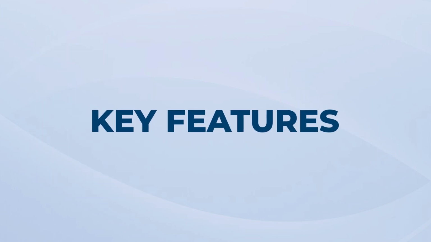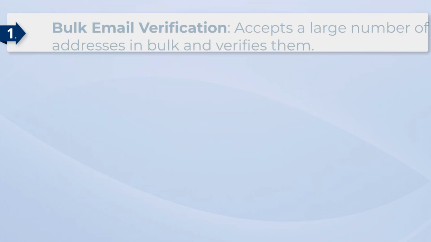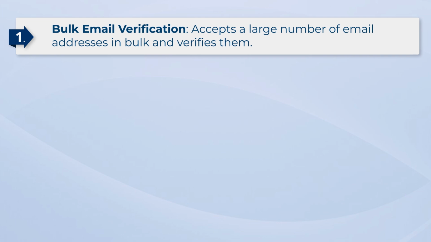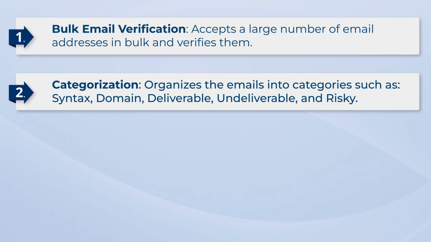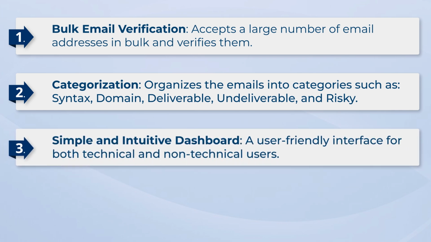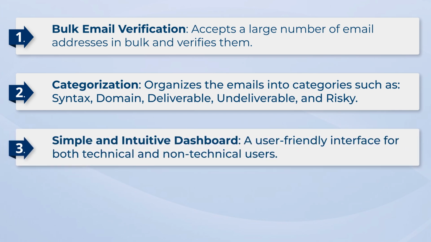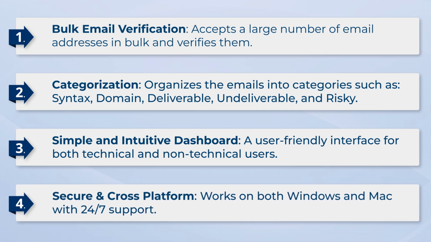Key features of the software. Bulk email verification accepts a large number of email addresses in bulk and verifies them. Categorization organizes the emails into categories such as syntax, domain, deliverable, undeliverable, and risky. Simple and intuitive dashboard, a user-friendly interface for both technical and non-technical users. Secure and cross-platform, works on both Windows and Mac with 24/7 support.